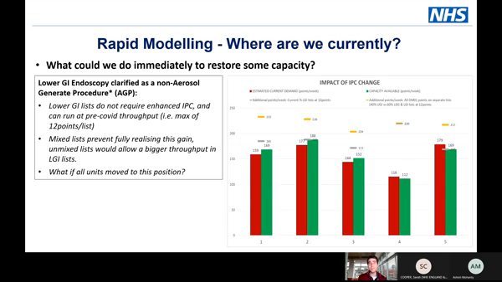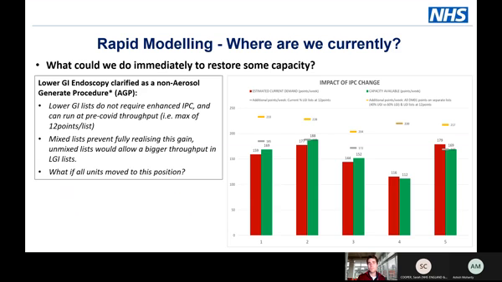So what if units did that? And this is what we calculated as a model. The red and green is what we saw on the slide a few moments ago. The grey bar that you can see is the model of, well, where would your capacity get to if you took the current proportion of lower GI lists and you moved them all to 12 points? So if that unit is running 3 lower GI lists a week, what if all of those move to 12 points? How much more would that give you?